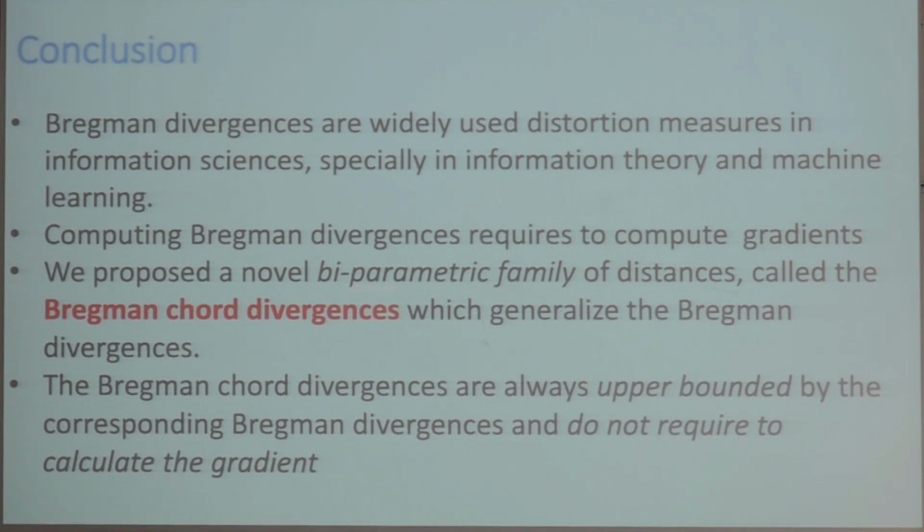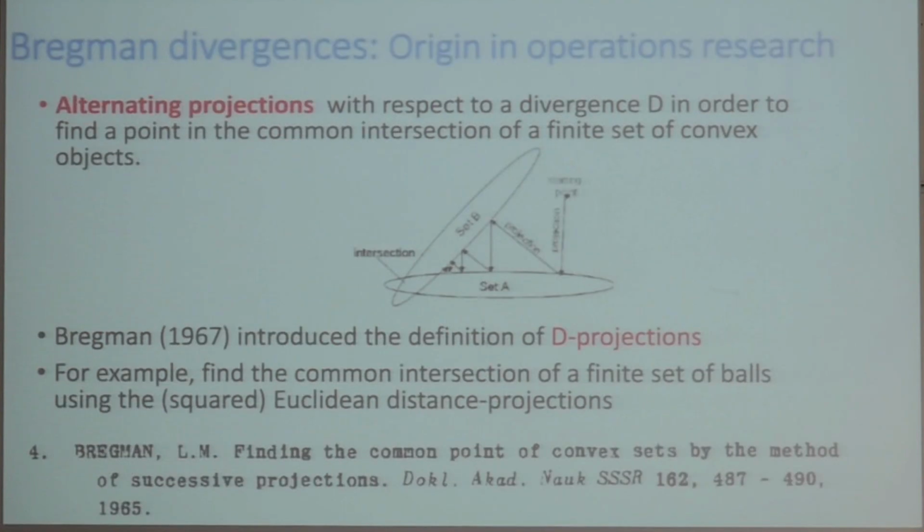Here, by doing the chord divergence, we have a biparametric family of distances where we just have to tune two scalars, alpha and beta, between 0 and 1. So you can plug it into the optimization or cross-validation to find how your generator is changing. And some interesting properties are that our Bregman divergence basically upper bounds this Bregman chord divergence. And as I said many times already, we don't need to compute the gradient.